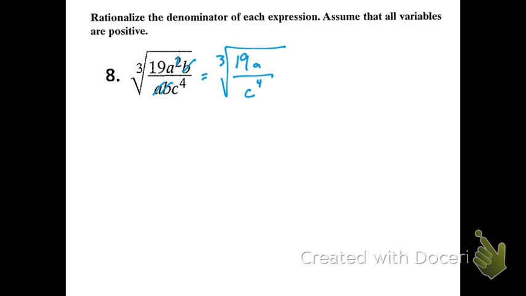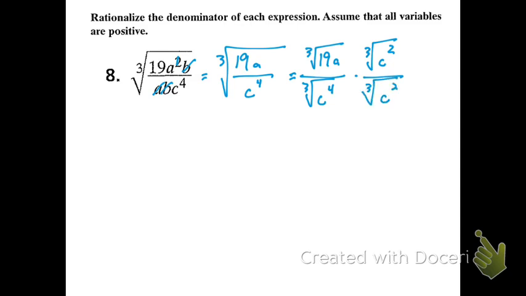Now, this one's a bit tricky because we can't take the 3rd root of c to the 4th, but we can. The next multiple up from 3 is 6. So how many more c's do we need to get this to be c to the 6th? Well, hang on. Let me go ahead and rewrite the numerators. The 3rd root of 19a. And then down here, this is the 3rd root of c to the 4th. We need it to be 6. So we need to multiply by the 3rd root of c squared over the 3rd root of c squared.